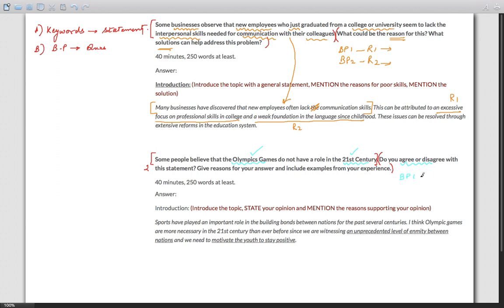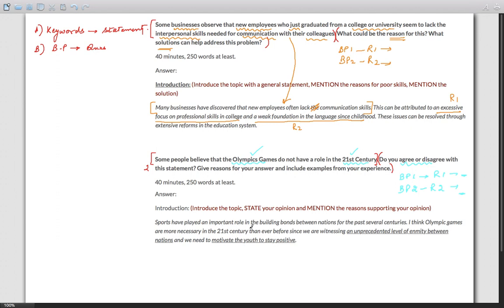Whether you agree or disagree, body paragraph 1 should be reason 1. Body paragraph 2 should be reason number 2. Here you will explain reason 1. Here you will explain reason 2. So what should be the introduction? Well, the first statement should be some sort of paraphrasing, and the next two sentences should briefly mention your plan, that is reason number 1 and reason number 2. Let us go through this.